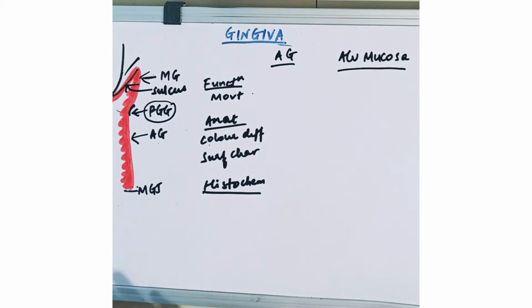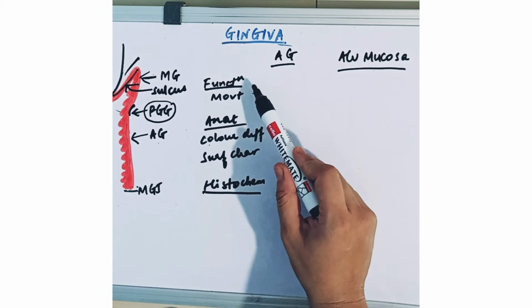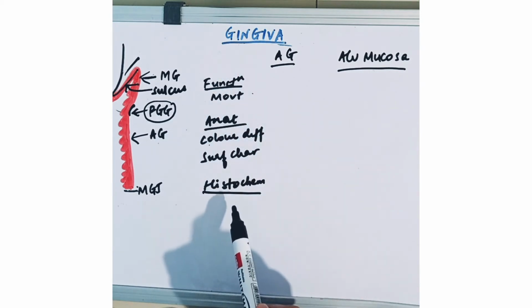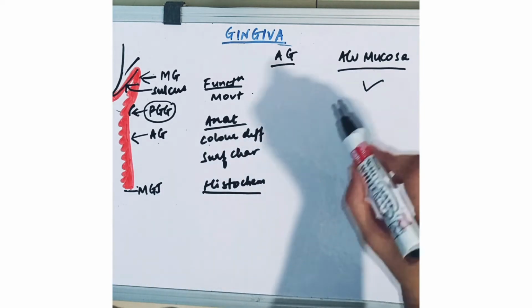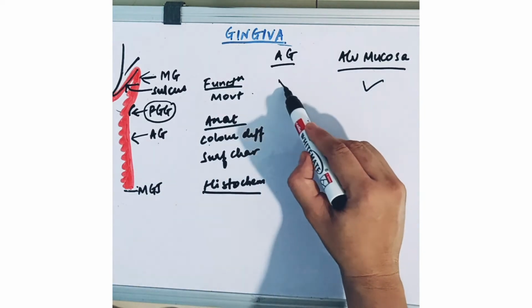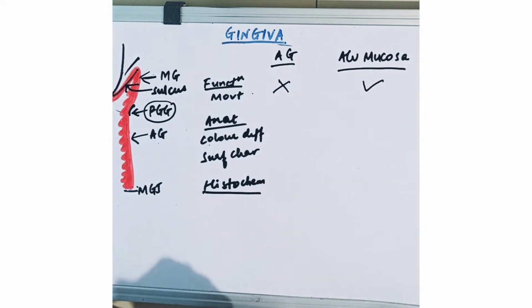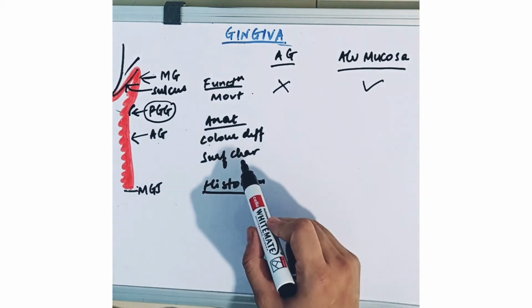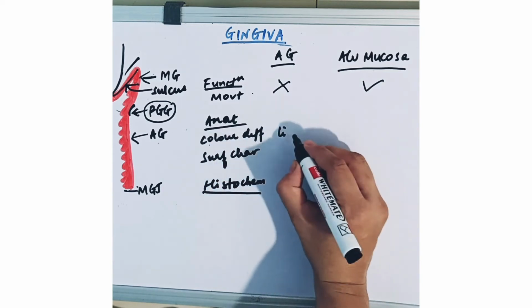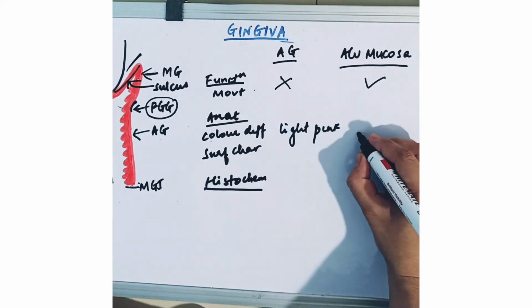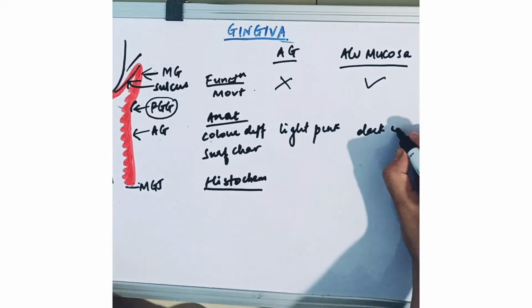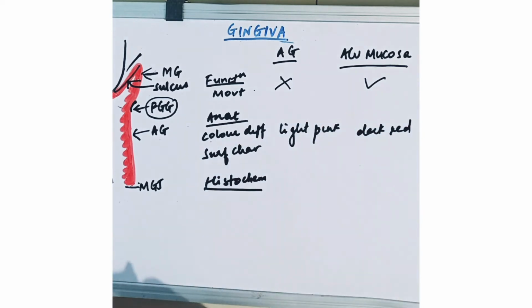Now, how do you differentiate between the attached gingiva and alveolar mucosa? So, we are going to be considering it under three headings: functionally, anatomically and histochemically. Functionally, check for the movement. There will be some movement occurring in case of the alveolar mucosa and there won't be any movement in case of the attached gingiva. Anatomically, if you check the color difference, attached gingiva will be light pink in color, whereas alveolar mucosa is dark red. There is a large amount of vascularity in the alveolar mucosa.